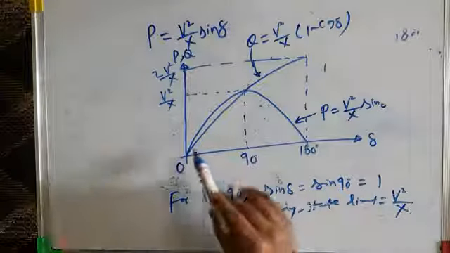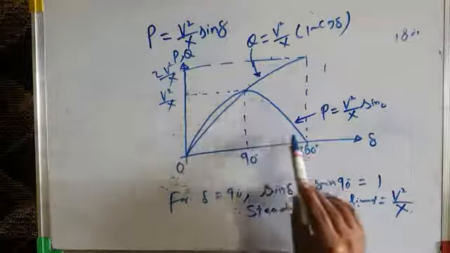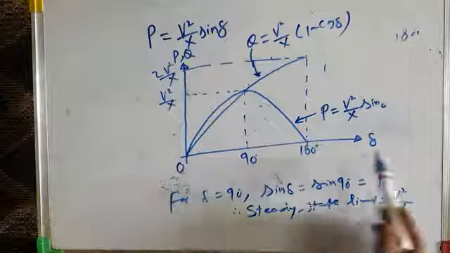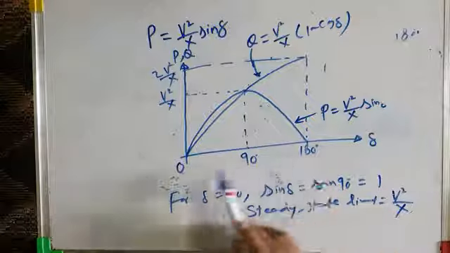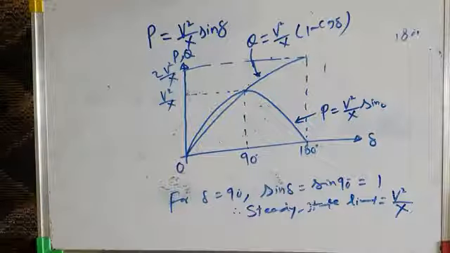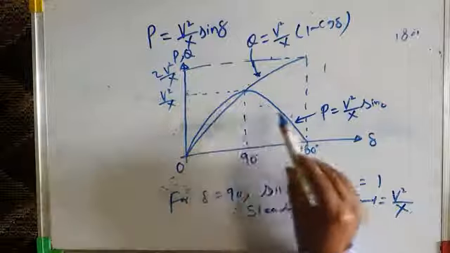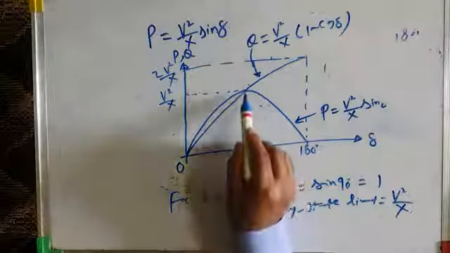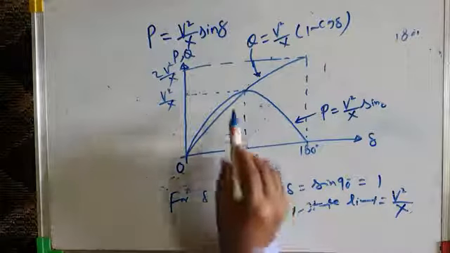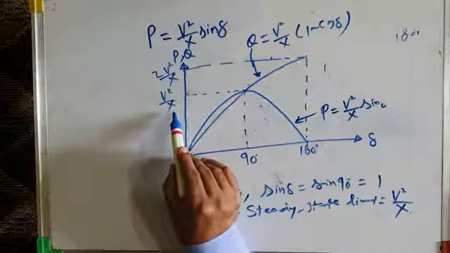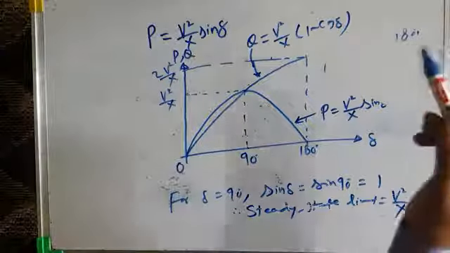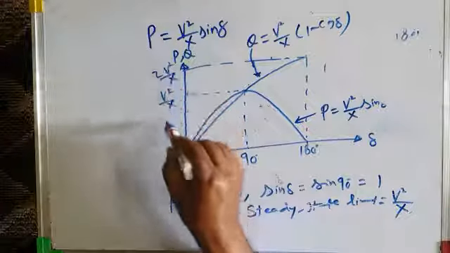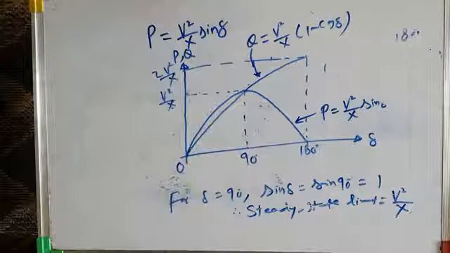So these two graphs show variation of active power and variation of reactive power flow over the transmission line as a function of delta, as a function of power angle, or what we call transmission angle. This is active power P and this is reactive power. Maximum active power carried by the line is for delta equal to 90 degrees, and that is V square by X, which is called steady state limit. And maximum reactive power will be carried by the line at delta equal to 180 degrees, which is 2V square by X, double of this.